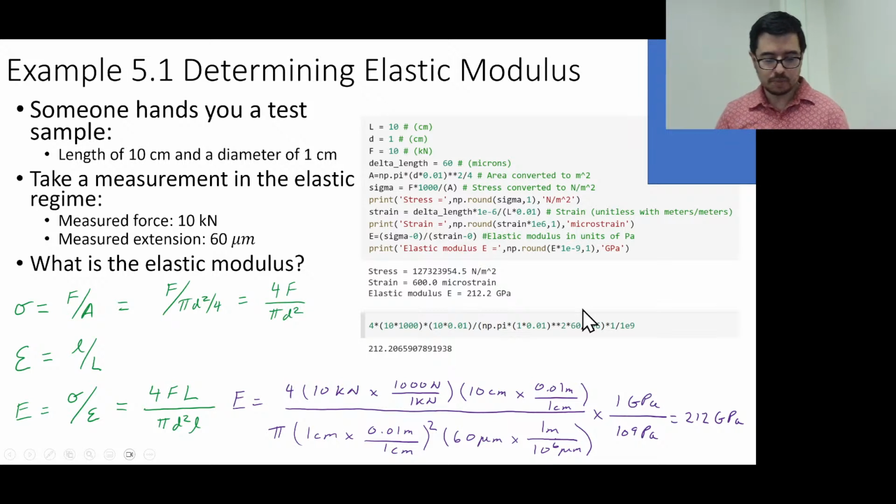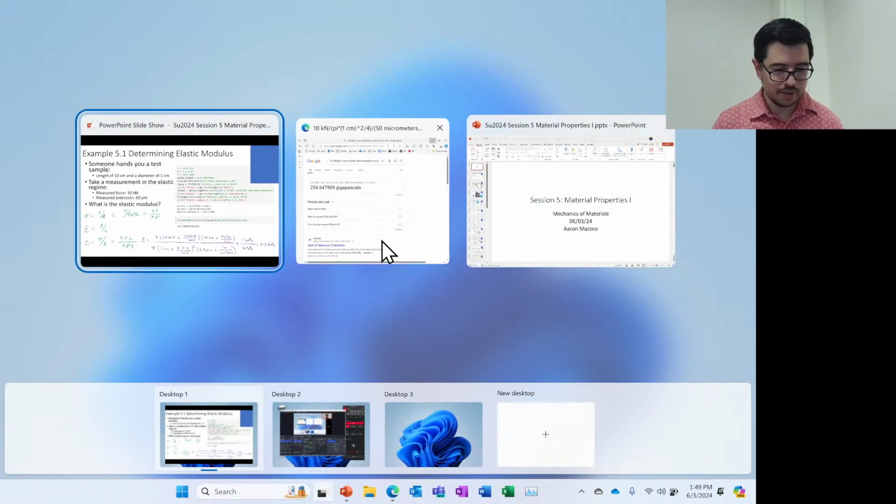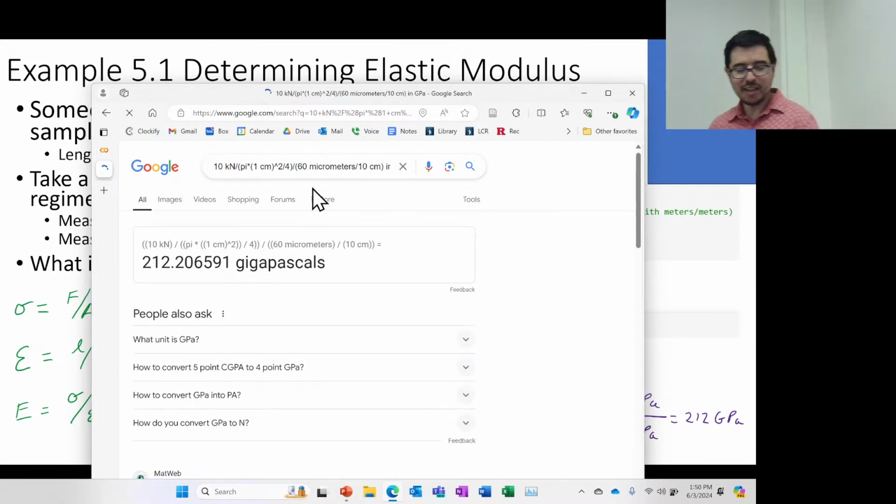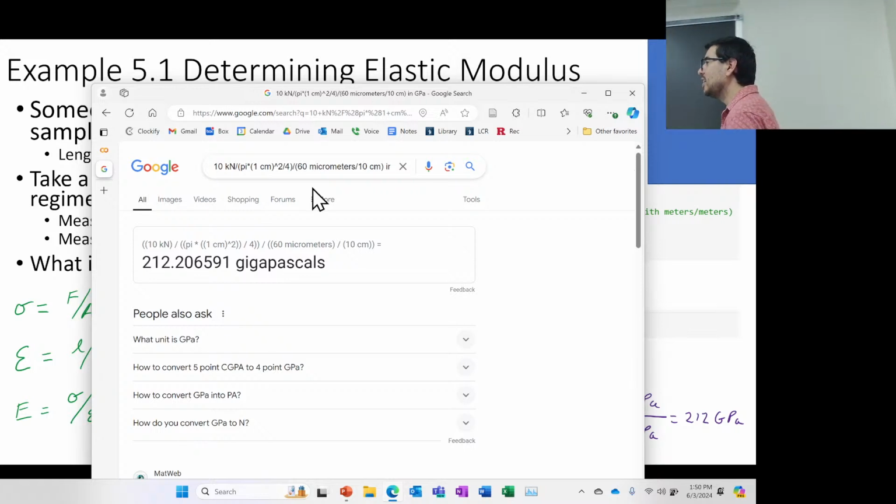This is how you do it in Colab. Why did my numbers not match? I must have done something. Did I not divide? 50, but you said 60. Oh, I used 50? Okay, that's why. I was like, that number's not quite right. So, Google still does not eliminate all careless mistakes.